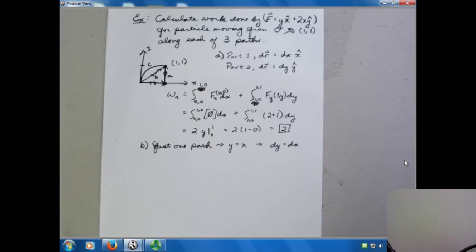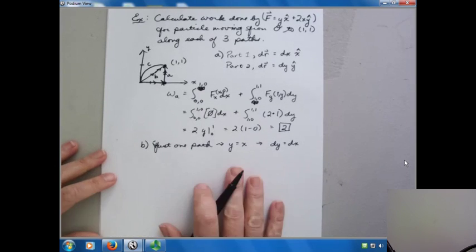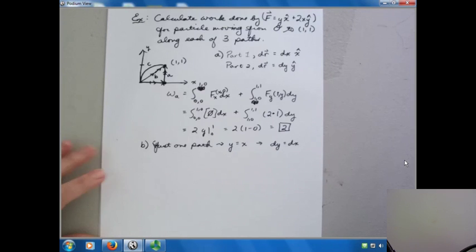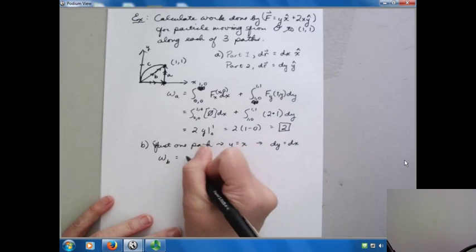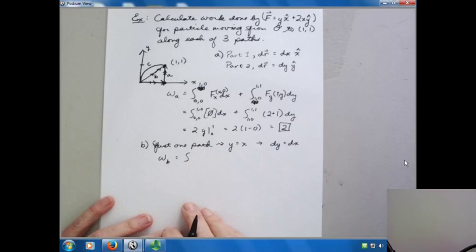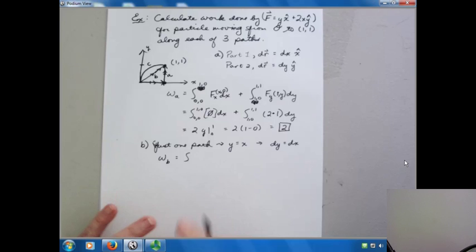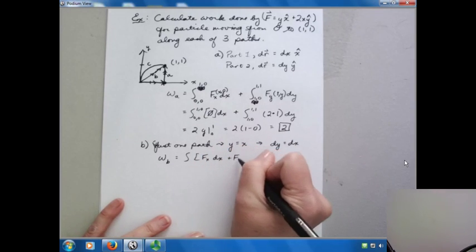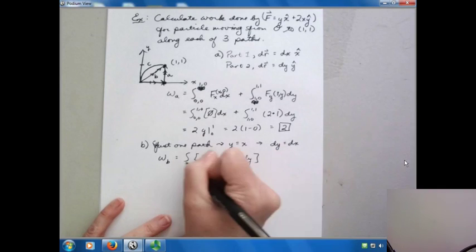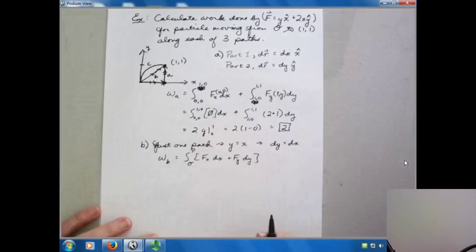All right, so I'm going to go ahead and start working here. I've got just one path here, and I've already written out what that means, so I just need to calculate my integral. Work done along path B is going to be equal to my integral of f_x dx plus f_y dy, from the origin to my point P, yeah, I'll call that point P, along the path shown.